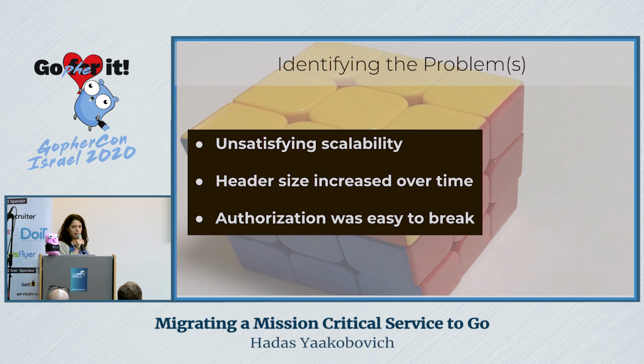Going back to our agenda, the first step in a successful migration is to identify the problem. There were many problems with our API gateway, and most were due to design decisions we made in early stages, which didn't take into account the big scale we would grow into. The main problem we faced was that the service was not scalable enough.